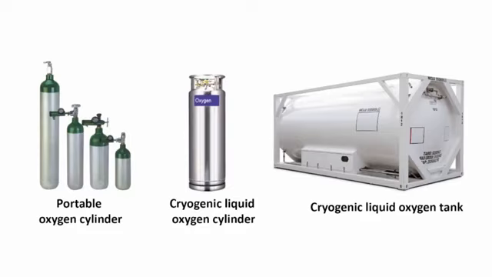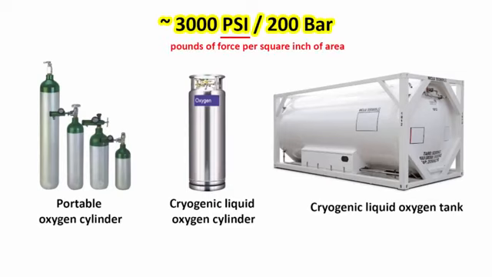So always remember, oxygen for industrial use is delivered to customers in liquid form, and they are stored in cylinders and tanks at high pressure. It is said that the pressure at which liquid oxygen is stored in a container is up to 3000 psi or 200 bar. For those of you who don't know what 3000 psi is, psi is a unit of pressure expressed in pounds of force per square inch of area. In layman's terms, anything more than 1000 psi is a lot of pressure.